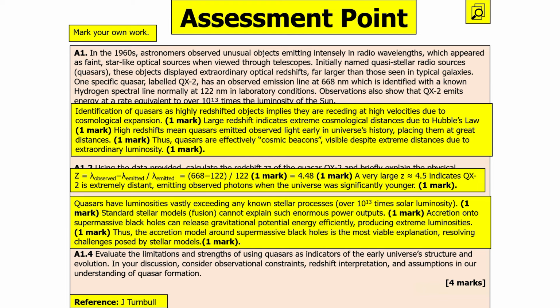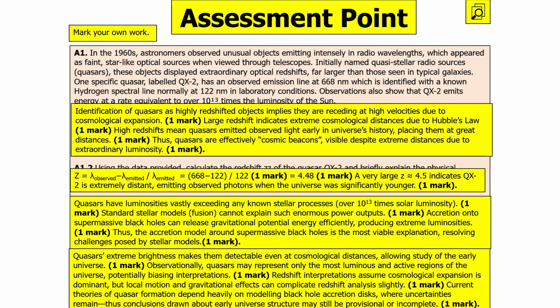Accretion onto the supermassive black hole can release gravitational potential energy efficiently, producing extreme luminosities. Thus, the accretion model around supermassive black holes is the most viable explanation, resolving challenges posed by stellar models. Now, the quasars' extreme brightness makes them detectable even at cosmological distances, allowing study of the early universe. Observationally, quasars may represent only the most luminous and active regions of the universe, potentially biasing interpretations.